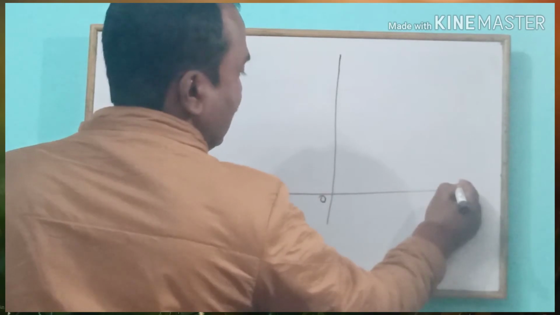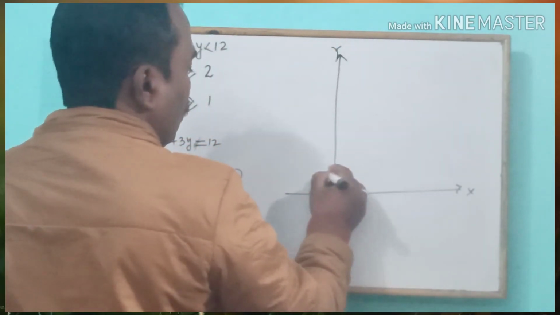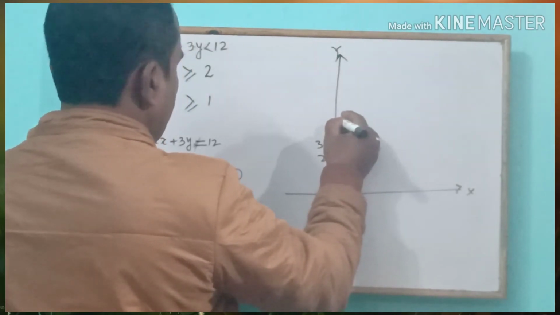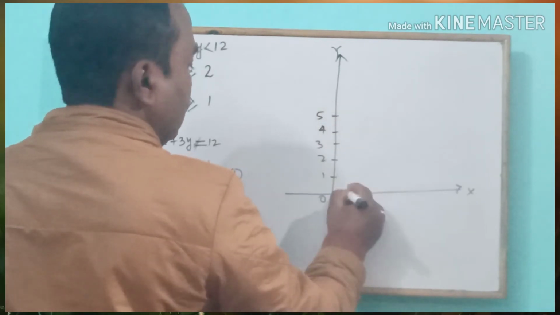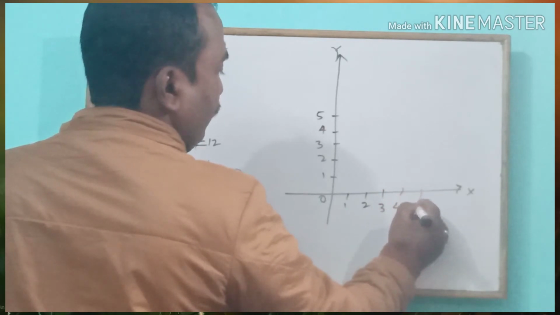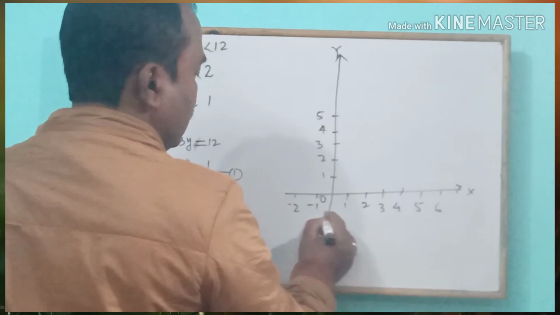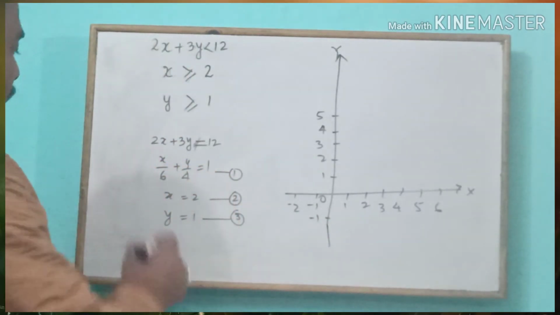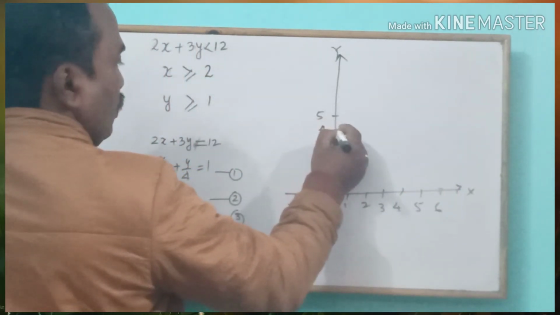This is 0, the x axis. This is the y axis. 1, 2, 3, 4, 5. This side we have 1, 2, 3, 4, 5 and 6. This side is minus 1, minus 2, and so on. Now the x intercept is 6 and the y intercept is 4.